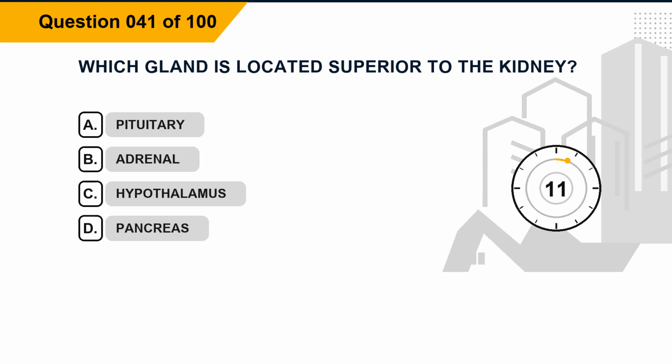Question 41. Which gland is located superior to the kidney? Option A, pituitary.